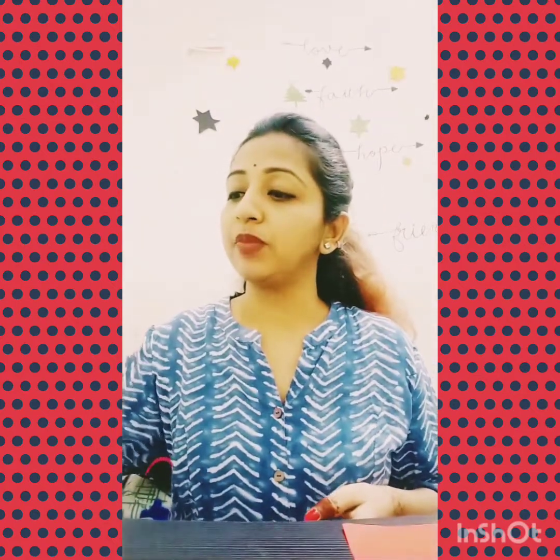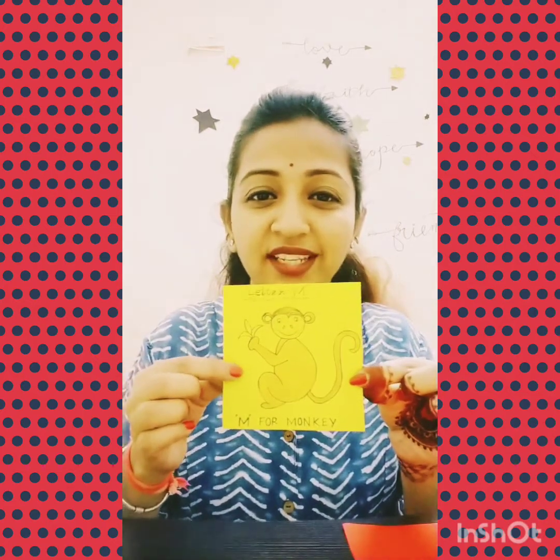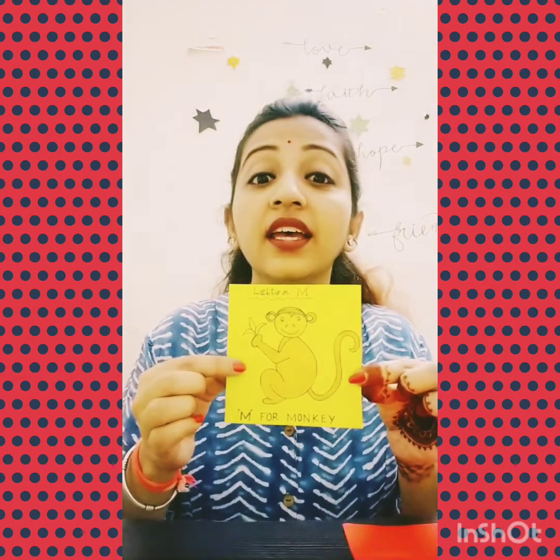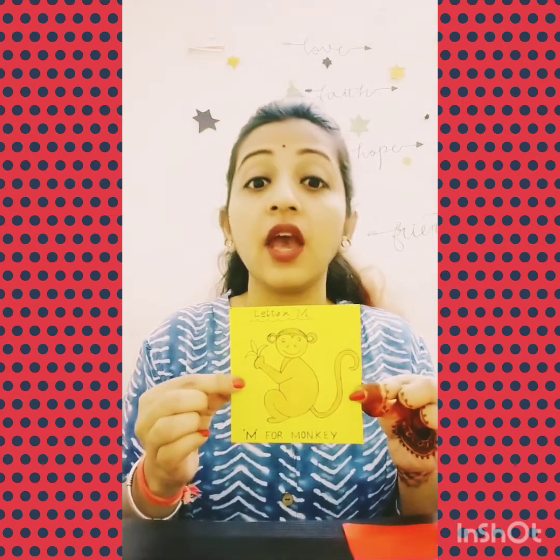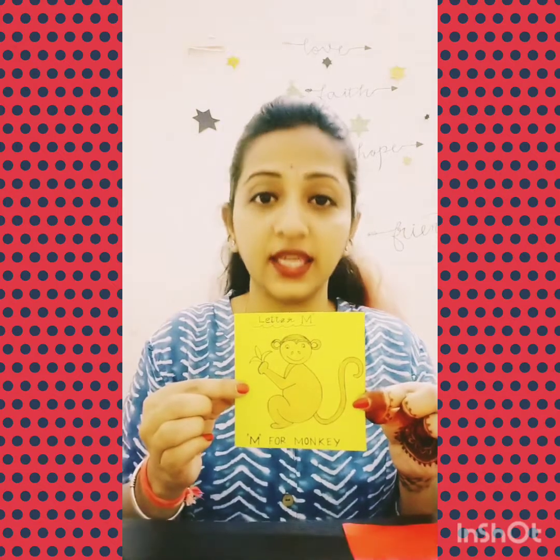Now kids, look here. I have some pictures which are starting from letter M. Okay? What is this kids? Can you see this? What is this? This is monkey. So how to pronounce it? Monkey. M for monkey.